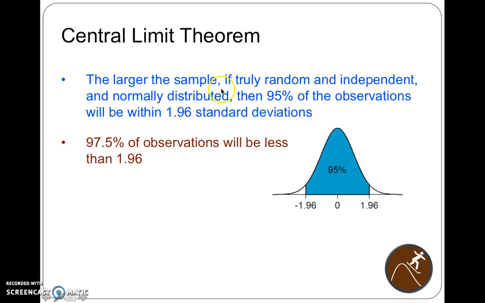In fact, 95% of the data fit between these two numbers, minus 1.96 standard deviations and 1.96 standard deviations. In fact, 97.5% of the observations are below this upper 1.96 standard deviation. So 97.5% of the observations are up here. So this assumes, how do they get these numbers?